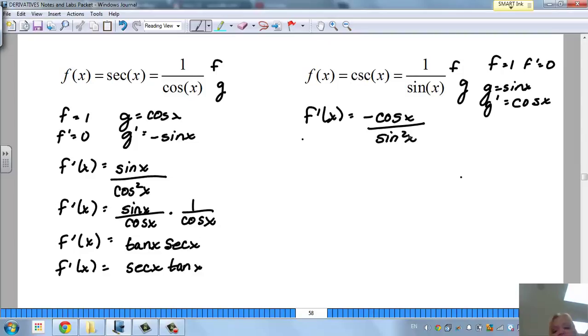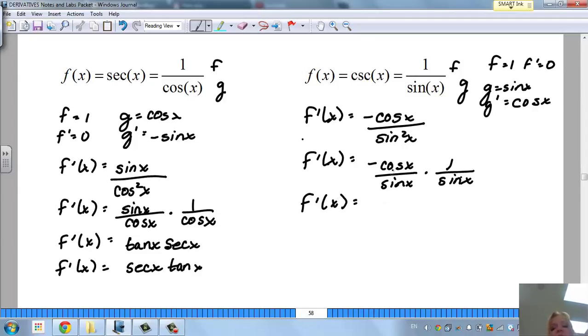Now we're going to do the same thing. We're going to split this fraction up, so we'll have some nice trig functions to use here. So I'm going to do negative cosine of x over sine of x times 1 over sine of x. And when I do that, I have two trig functions. So cosine over sine is cotan, so it's negative cotan of x. And 1 over sine is cosecant of x.